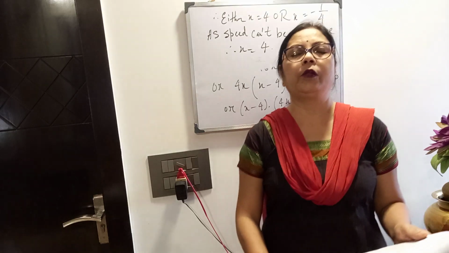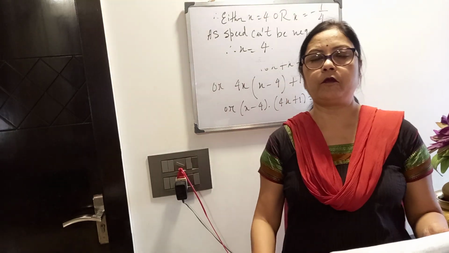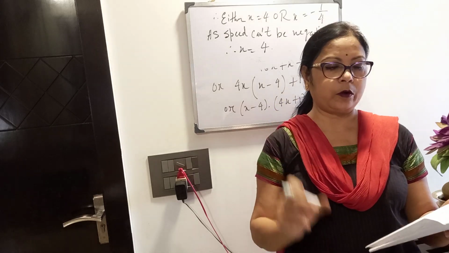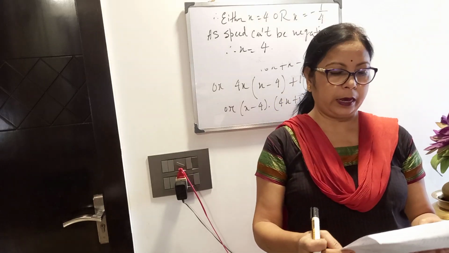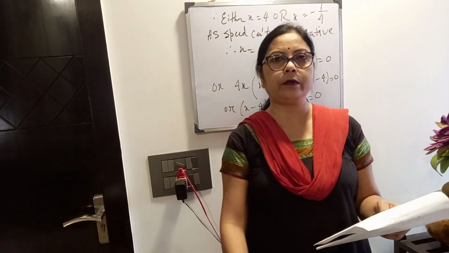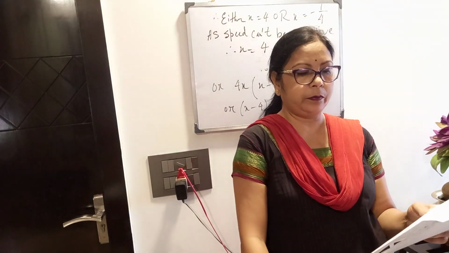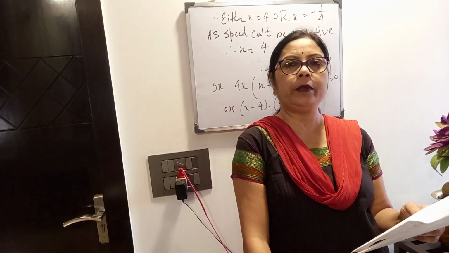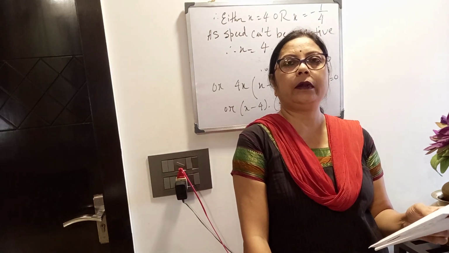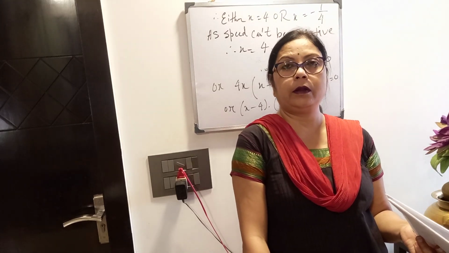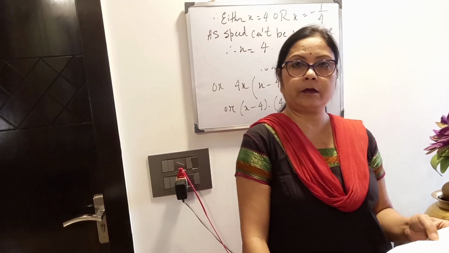Clear? So we will consider here, let the price of 1 dozen pen, that means 12 pens, price of 12 pens we are considering be rupees x. Then what will be the number of pens in rupees 30? Number of pens in rupees 30 will be 30 by x dozen. Clear? 30 by x dozen.